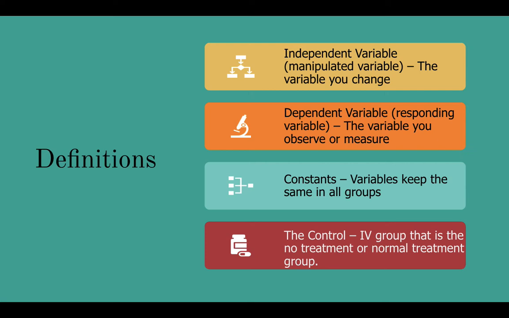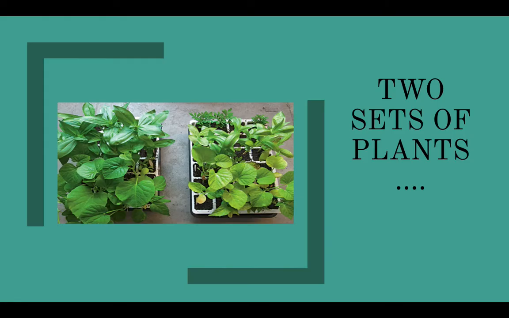Constants, and these are actually variables, but you keep them constant so that you can see the effect of the independent variable on the dependent variable. And then the control is the IV group, the independent variable group that is the no treatment or the normal treatment group. It is often used as a comparison. So let's just go through an example. Suppose you were growing plants, and here you have two sets of plants that you have been growing, one treated and one not treated.